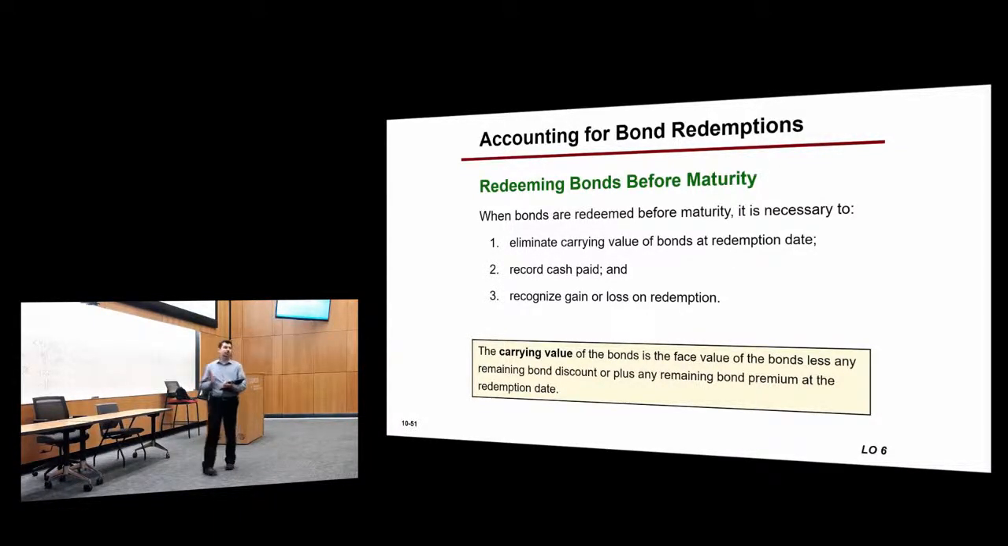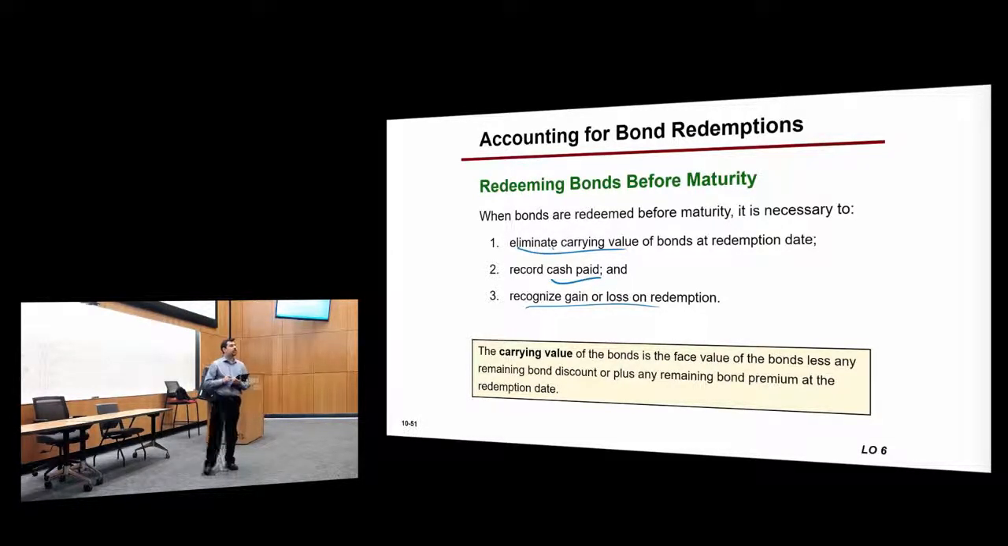So you have to record the cash that's paid, I'm sorry, not received. The company is paying this cash. So this is the amount of cash that the company is paying. You also have to eliminate the carrying value. Okay? Eliminate the carrying value, and you have to recognize loss on redemption or gain on redemption. This depends on how much you actually sold it. So it will depend on how much you sold, you bought it back.